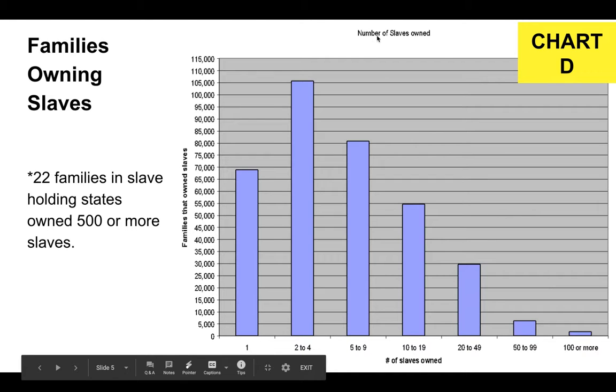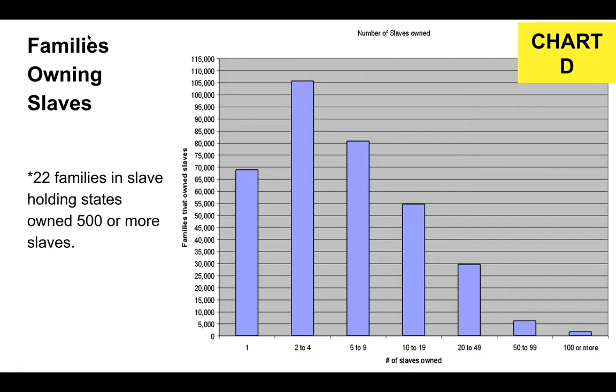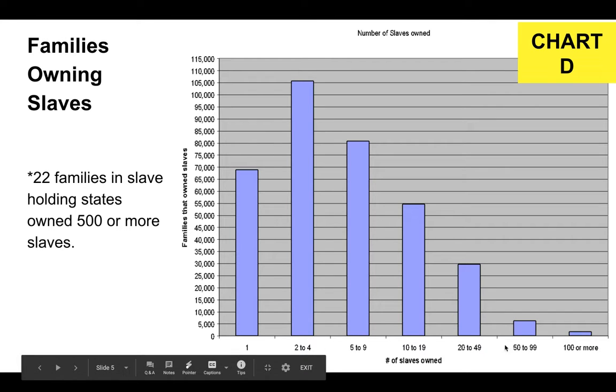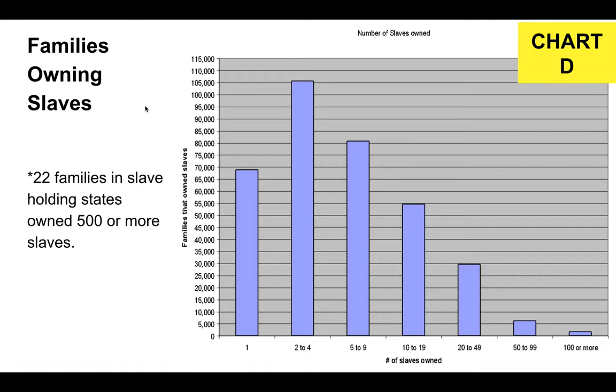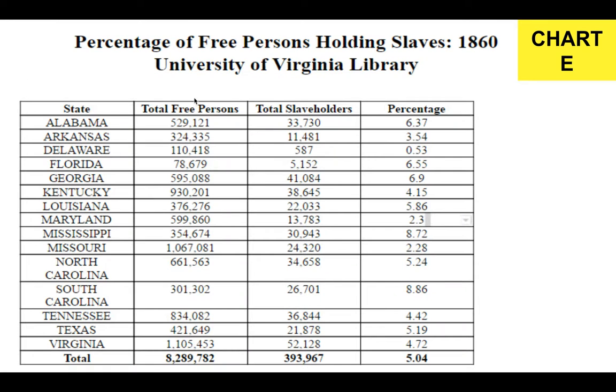This is the number of slaves owned. The title over here says families owning slaves. There's a little note, 22 families in slaveholding states own 500 or more slaves. Again, we're going to look at the x-axis here and the y-axis. All right, so this will kind of give us a good indication of what's going on. And really, again, you have to look at the whole chart before you really answer those questions.